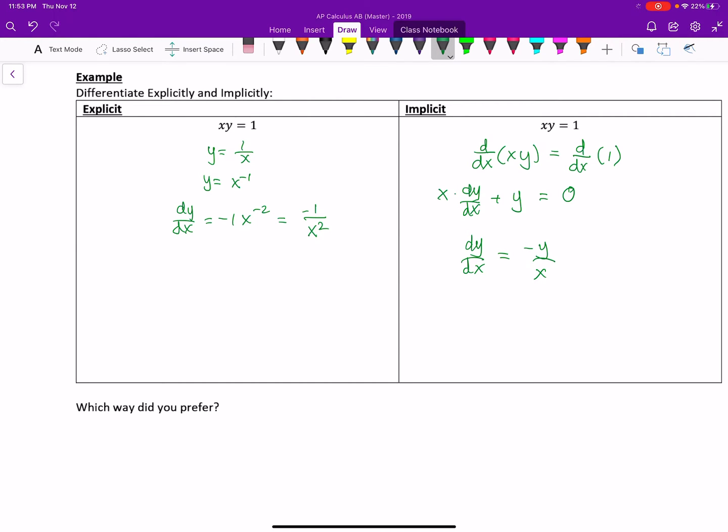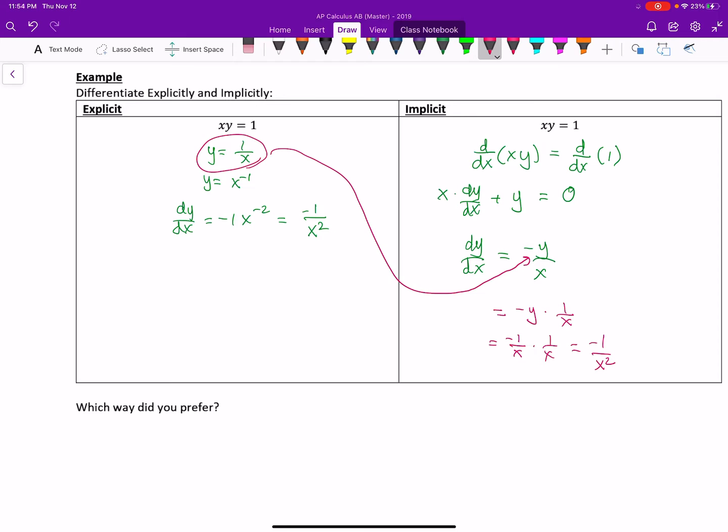Are they the same thing? That's the question. Well, yeah, because just keep in mind that when I solve this explicitly, y is actually equal to 1 over x. So I could rewrite this as negative y times 1 over x, which is negative 1 over x times 1 over x, which is equal to negative 1 over x squared. So they do end up being the same thing. One has an x and a y in it, and the other doesn't.